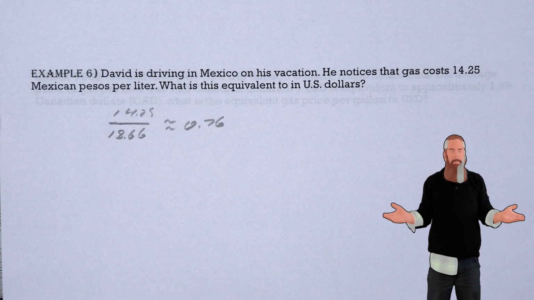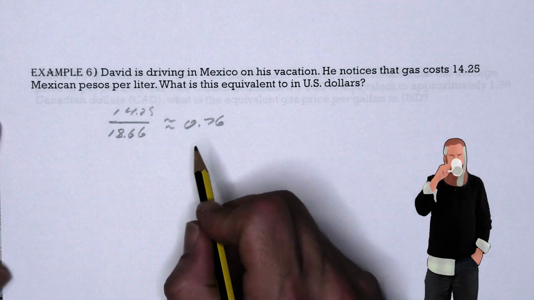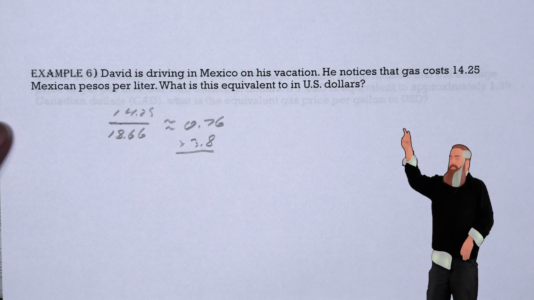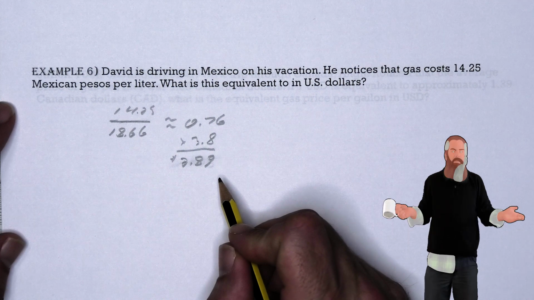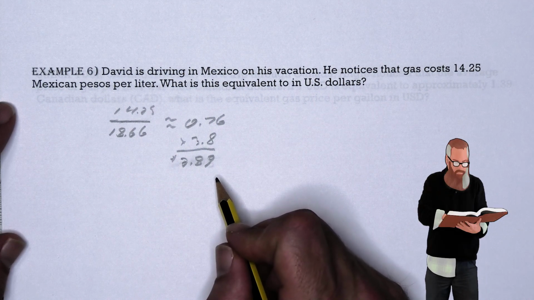He knows there's approximately 3.8 liters in a gallon, so he can multiply 0.76 by 3.8 to determine the equivalent gas price if he purchased it in the US as per gallon. So the price of 14.25 Mexican pesos per liter is approximately $2.89 per gallon.